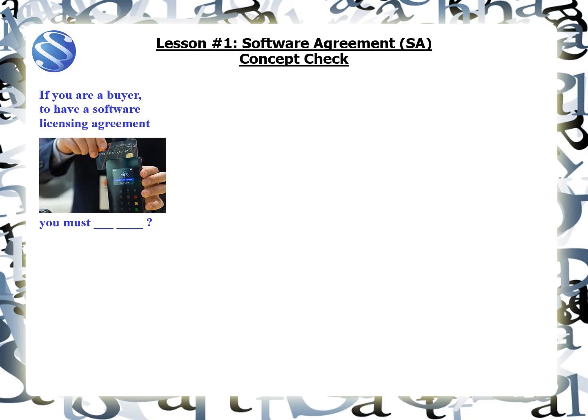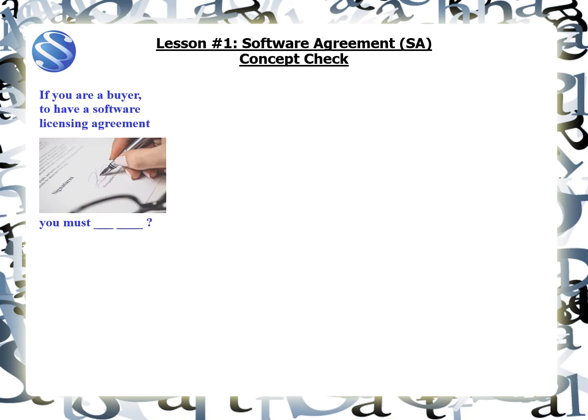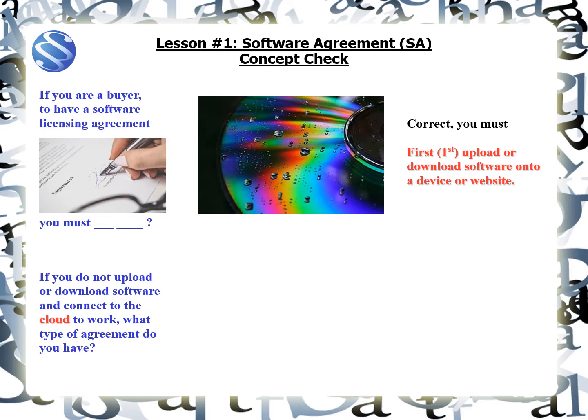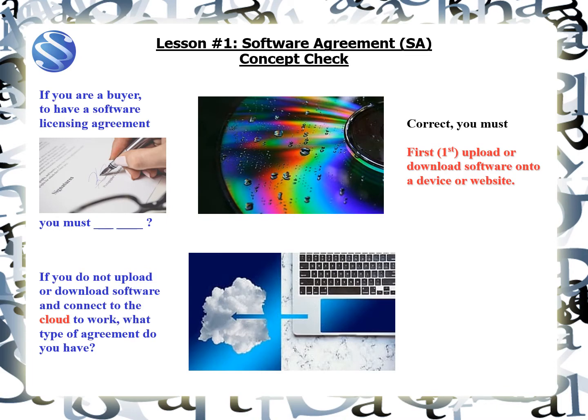If you are a buyer, to have a software licensing agreement, you must, correct, you must first upload or download software onto a device or website. If you do not upload or download software and connect to the cloud to work, what type of agreement do you have? Correct. A software as a service agreement.